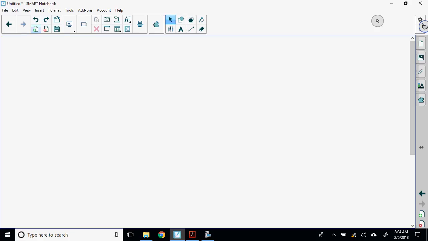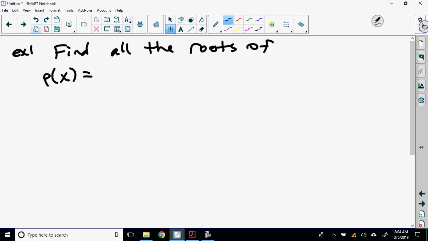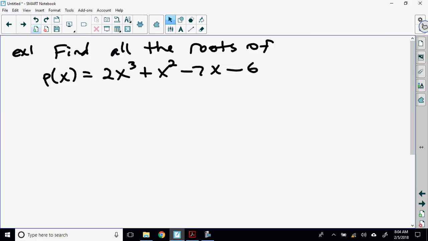Example 1. Find all the roots of this polynomial. P of x equals 2x cubed plus x squared minus 7x minus 6. Find all the roots of it.